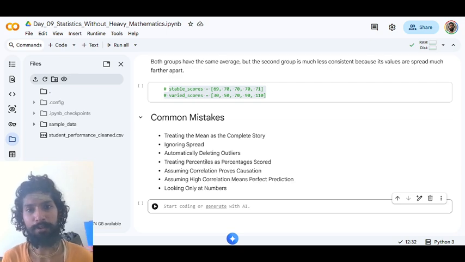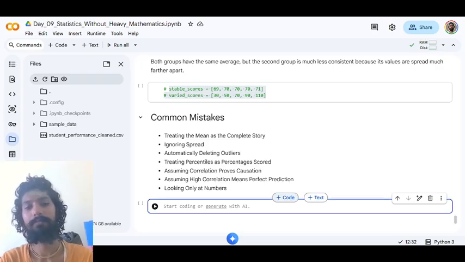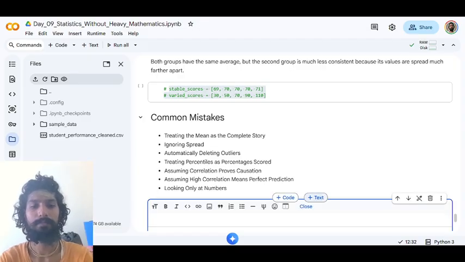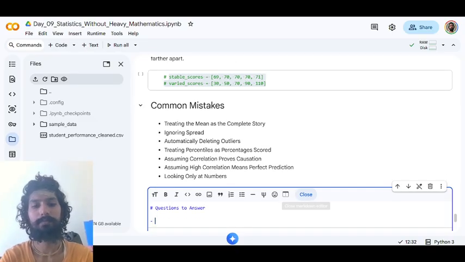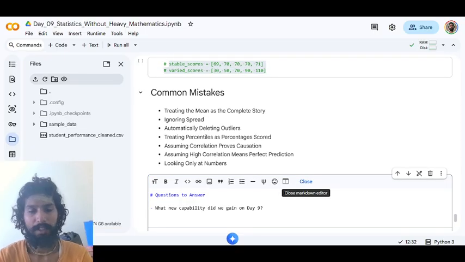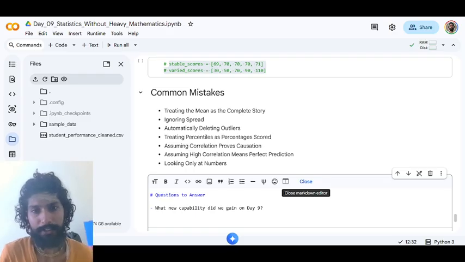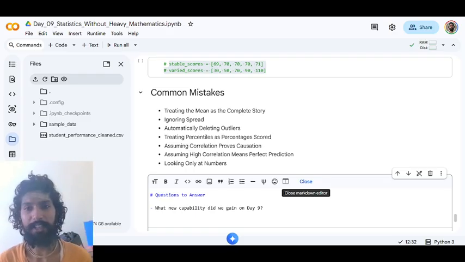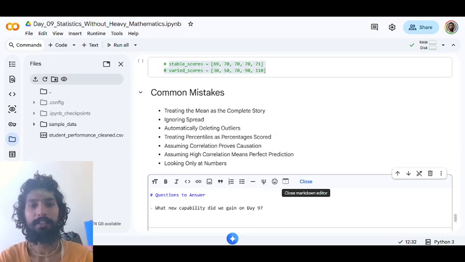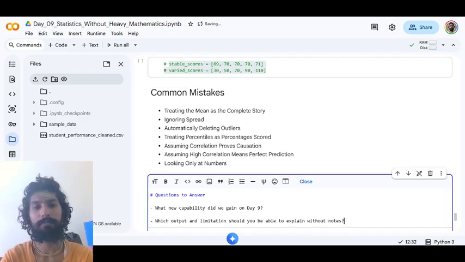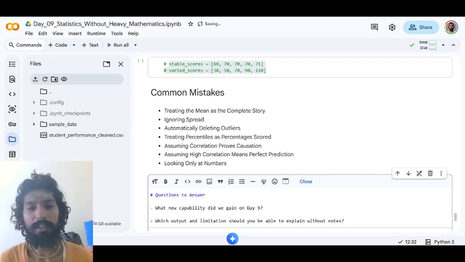Before ending the lesson, answer these two questions. What new capability did we gain on day 9? A strong answer would be: we learned how to summarize the center, spread, relative position, and relationships within numerical data. Second question is which output and limitation should you be able to explain without notes? A strong answer would be: I should be able to explain correlation and remember that it does not prove causation or guarantee an accurate prediction.